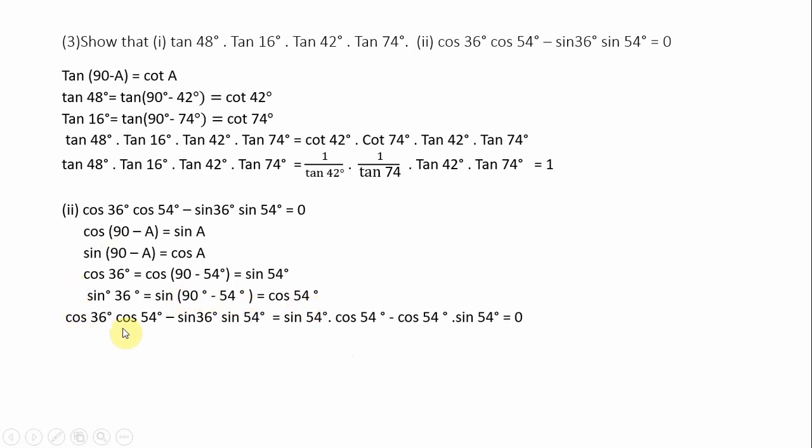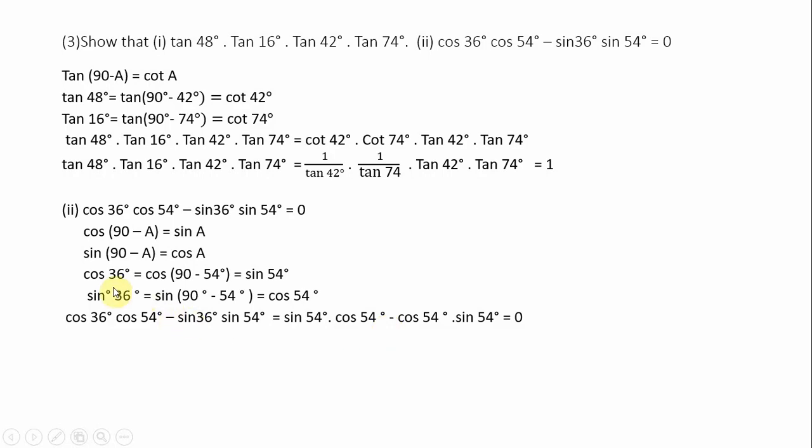So the question, cos 36 degrees, cos 54 degrees minus sin 36 degrees, sin 54 degrees. So in the place of cos 36, we are going to write sin 54 degrees. Second one as it is, cos 54 degrees minus, now sin 36 degrees, which we have converted is cos 54 degrees, into sin 54 degrees. A into B minus B into A. Commutative property is applicable in the multiplication. Sin 54 into cos 54, here also cos 54 into sin 54. However, they are same.